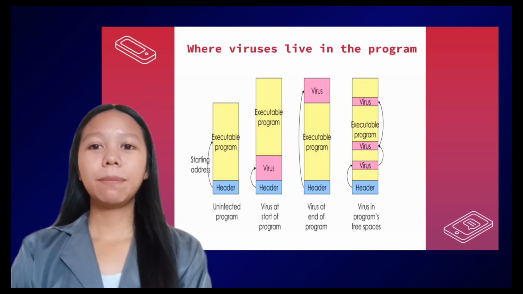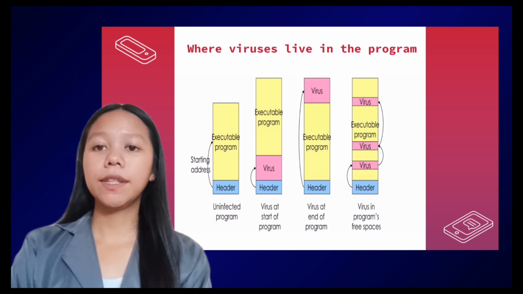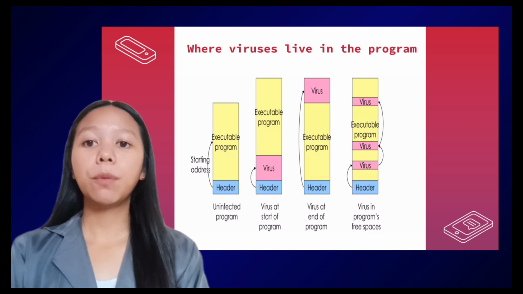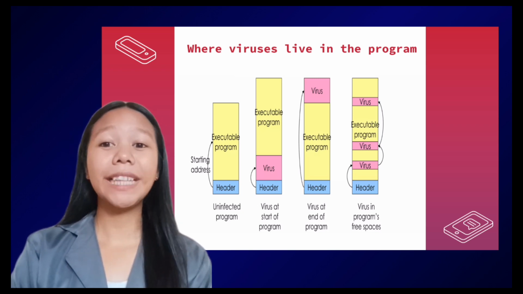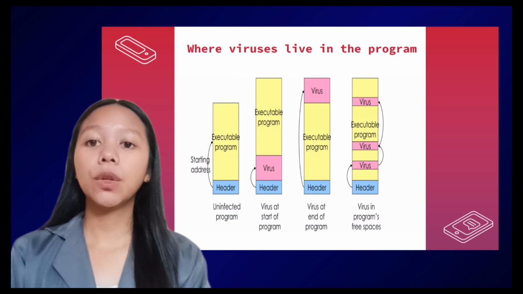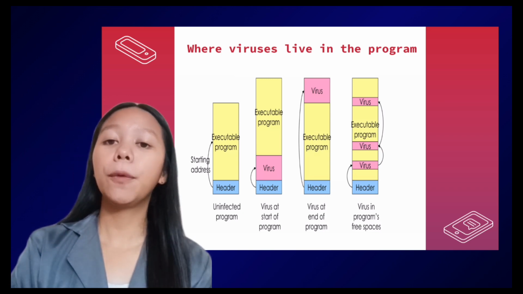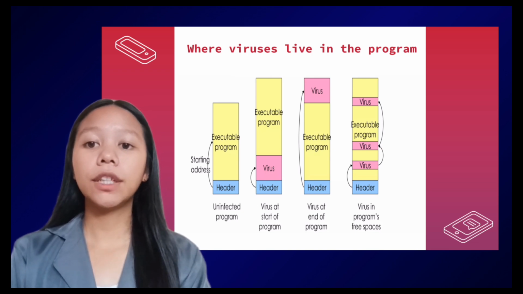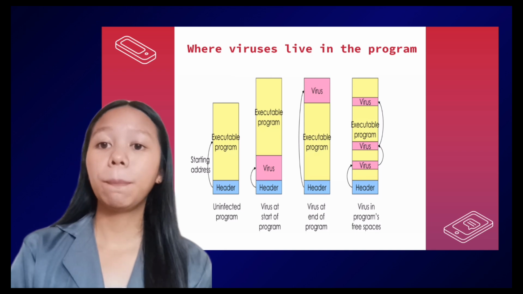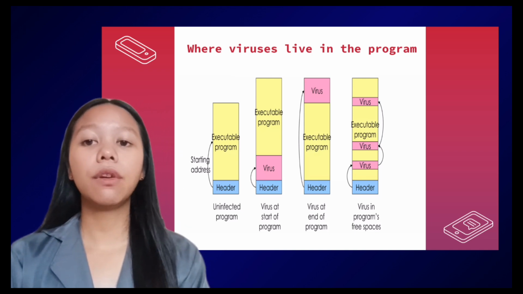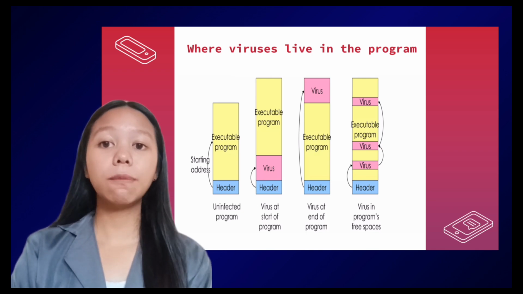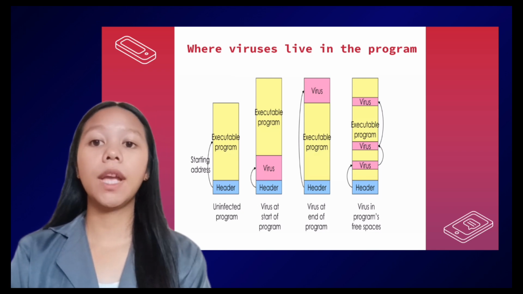This image explains different ways computer viruses can exist within executable program files. In an unaffected program, the first column shows a clean program with its structure consisting of a header in blue and an executable program in yellow. The program operates normally. Virus at the start of the program. The second column depicts a scenario where a virus in pink is inserted at the beginning of the program. The virus modifies the starting address to run itself before allowing the original program to execute.